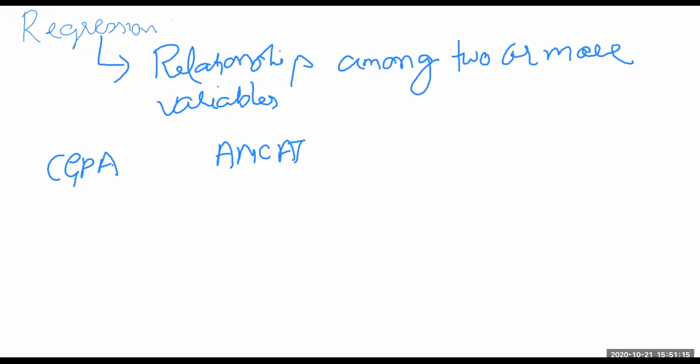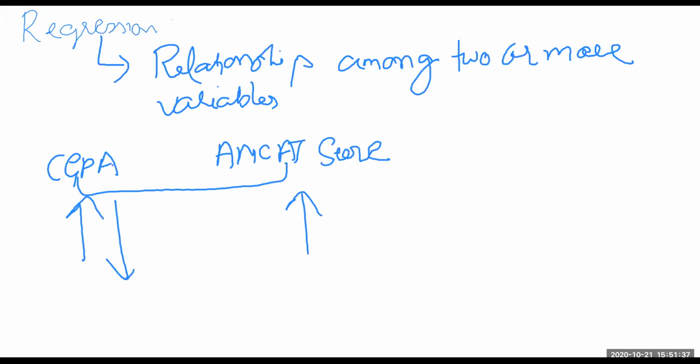Now, I want to establish, is there any relationship between the CGPA and AMCAT score? AMCAT takes an aptitude test as well as a programming test. So I want to understand whether there is any relationship between CGPA and AMCAT score. A relationship of the form that, if CGPA is higher, whether the AMCAT score is also higher. If CGPA is lower, whether the AMCAT score is low. So I want to find this relationship.